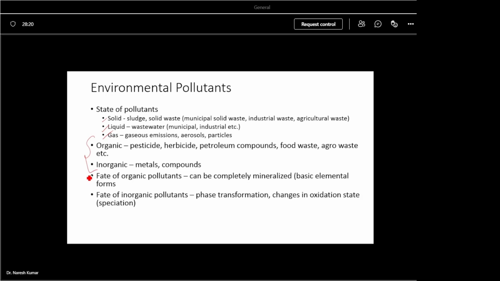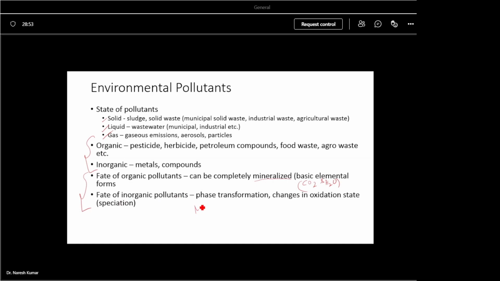And then we also need to understand the fate. Fate means the ultimate form in which the pollutants will remain in the environment. If it is organic, they can be completely mineralized. Complete mineralization means they can be broken down to CO2 and H2O. That's the basic elemental form. That's the starting point of photosynthesis. Whereas if we see the fate of inorganic pollutants.